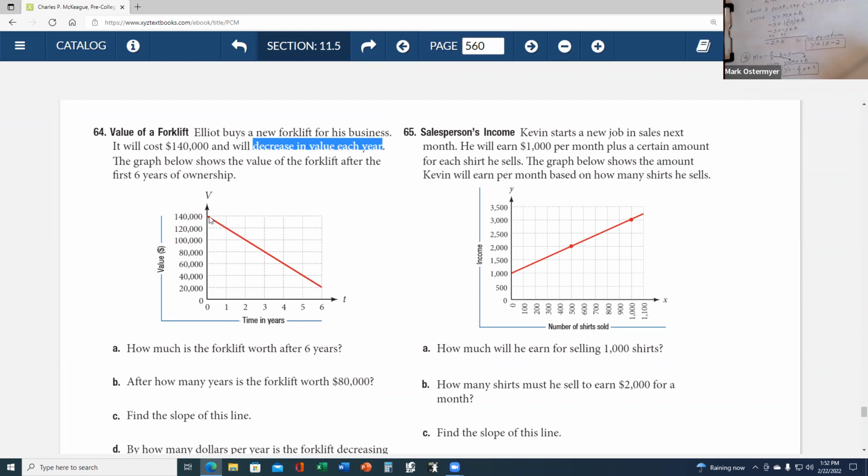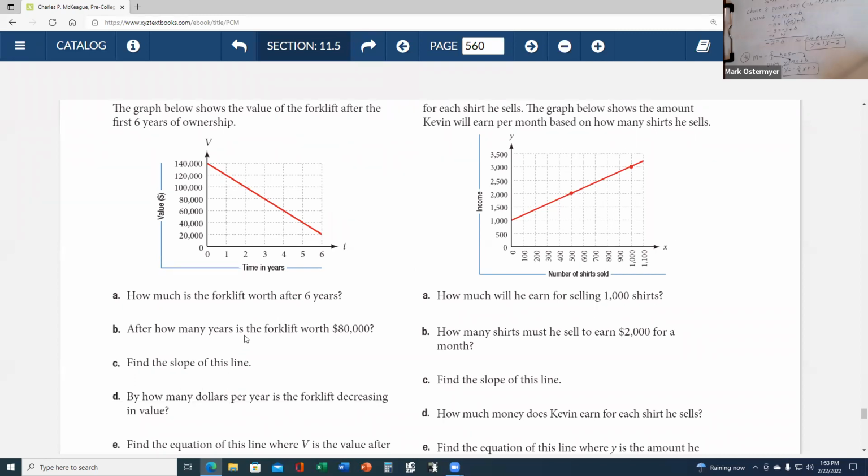So you can see how the depreciation of the value of this forklift is represented by the graph of this line here. Question A, it says, how much is the forklift worth after 6 years? Well, it's only worth $20,000. Question B, after how many years is the forklift worth $80,000? Well, $80,000, project it over to the red line, and you can see that that would occur 3 years after ownership. So 3 years after this forklift is purchased, its value will have decreased to $80,000.